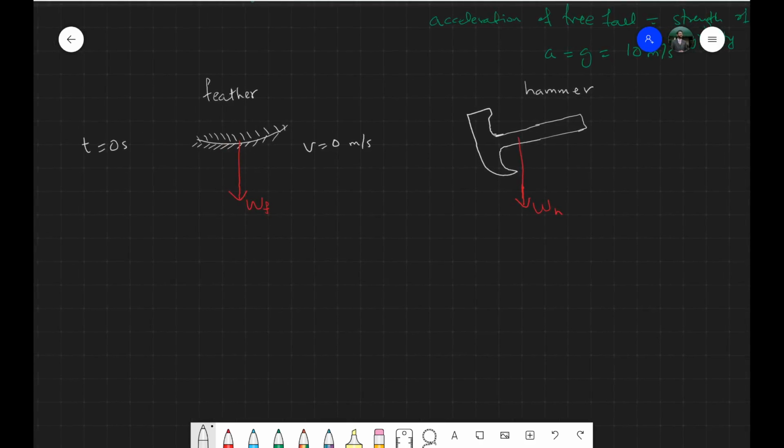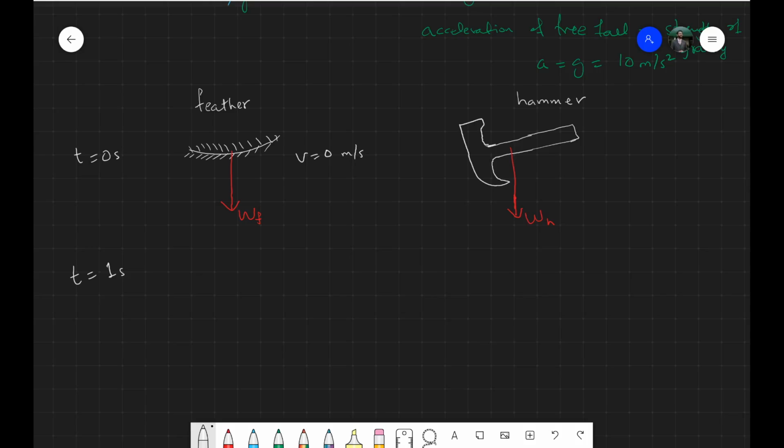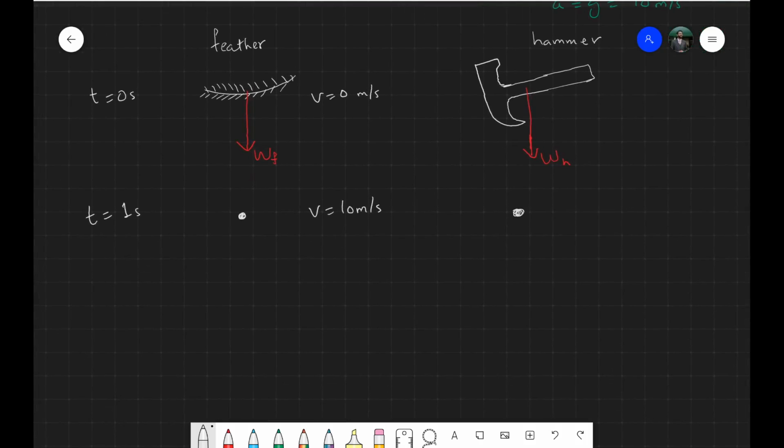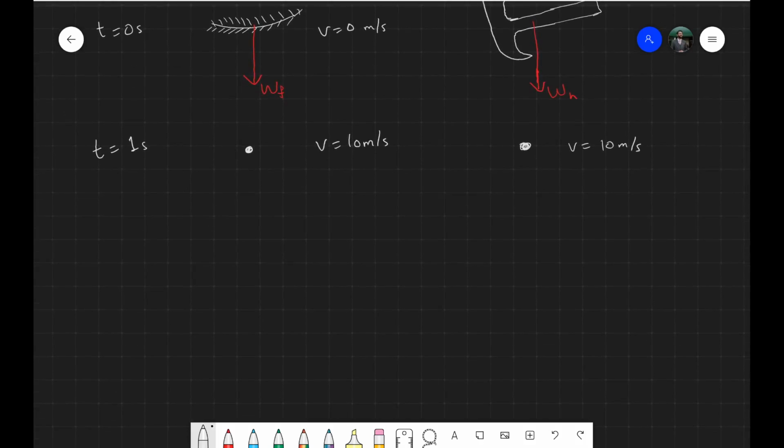So what would be their speed after 1 second? Can you take a guess? Well, by definition of acceleration, it is the change in speed over 1 second. So over 1 second, the speed of both these objects should go from 0 to 10. It should increase by 10 meters per second. So the speed of the feather here should be 10 meters per second. And for the hammer as well, let's just draw it as a dot, it will be 10 meters per second.